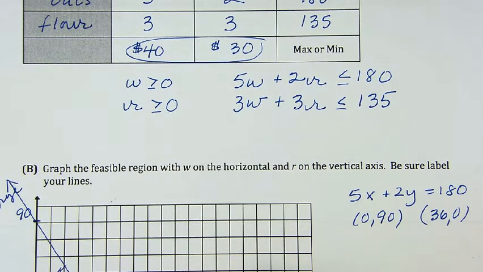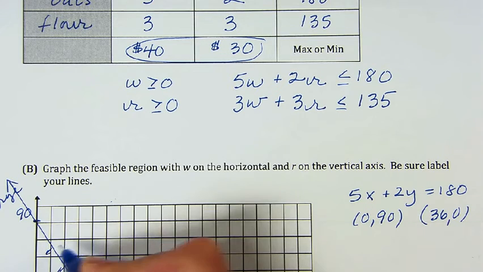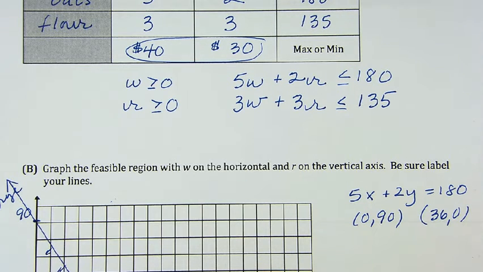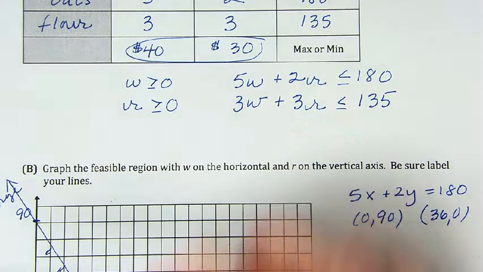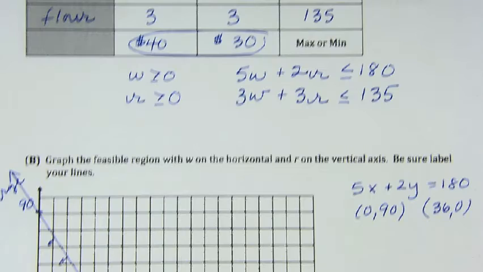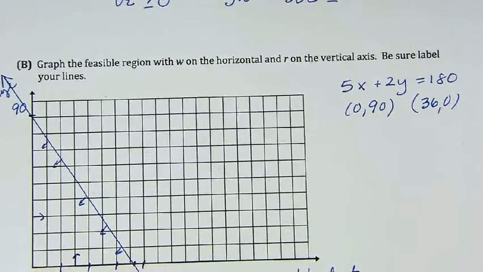So I'm just going to put little arrows in, and definitely we would be shading up and to the right for our constraints that whole wheat has to be greater than 0 and rye has to be greater than 0. So that's where we're at right now. Oops, sorry, I wasn't showing that.